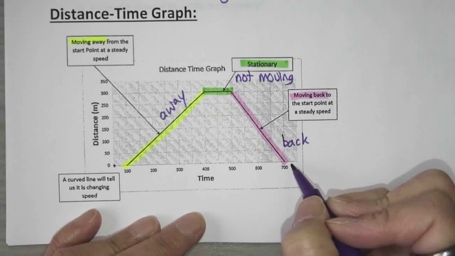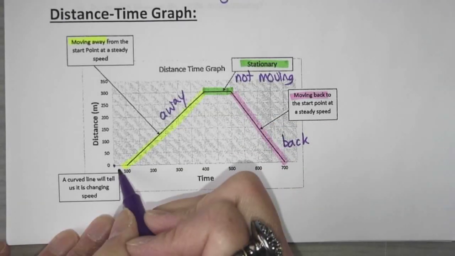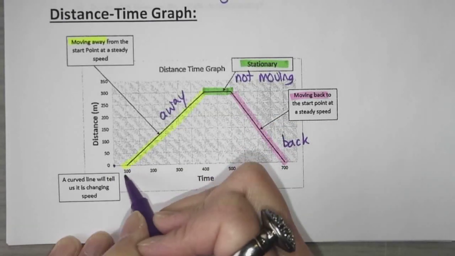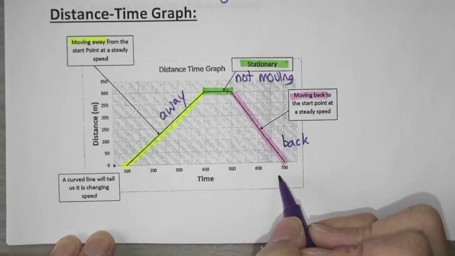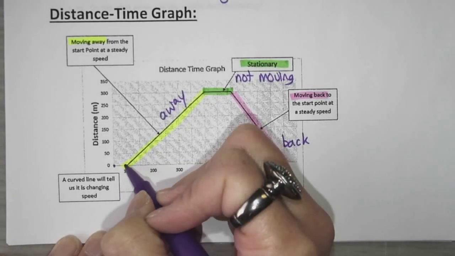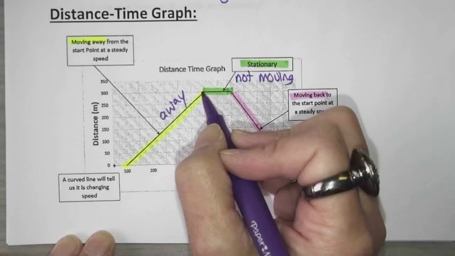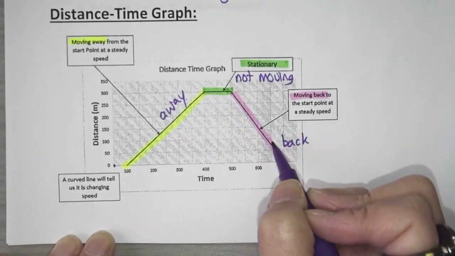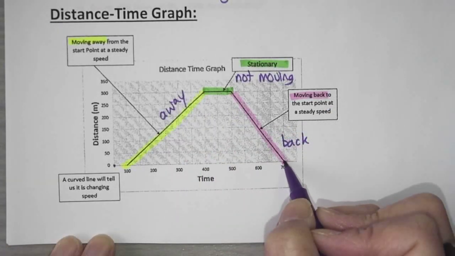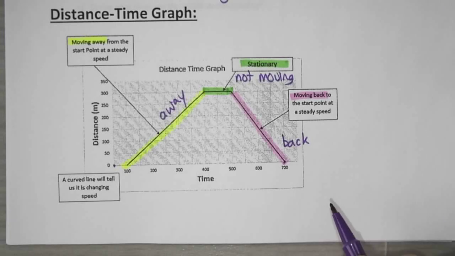You're going back to the start position. So this is you at the start position. You waited a minute, or 100 seconds, it doesn't say, 100 seconds, and then you started walking away. You stood still, stationary, and then you came back to the beginning. So this means you arrived back to the beginning again.